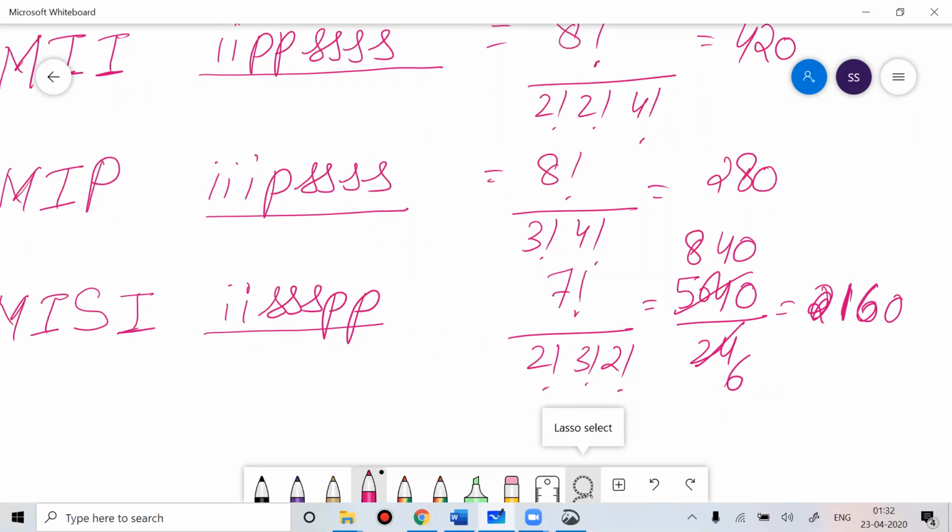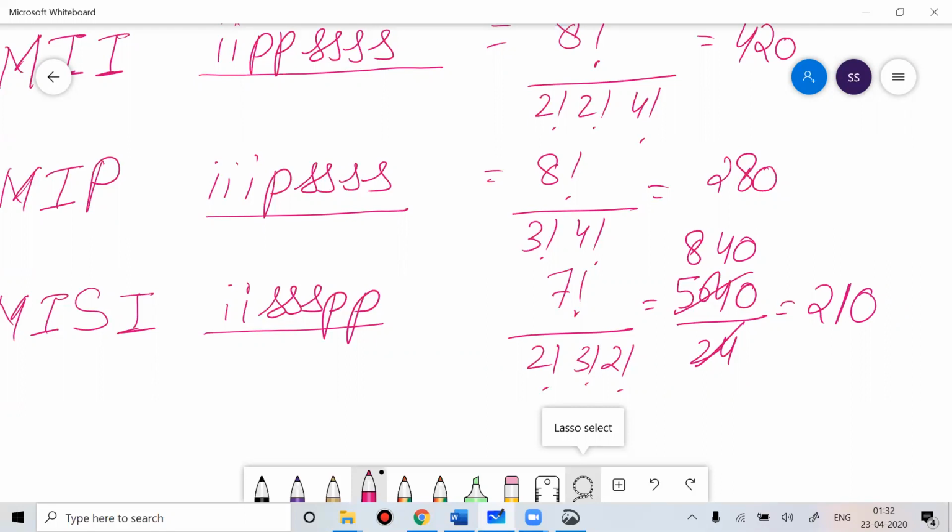So 5040, if you divide by 24, you get 210. I'm doing some calculation mistake. This should be 210 because 24 plus 48, then it should be 210. So this should be 210 for MISI.